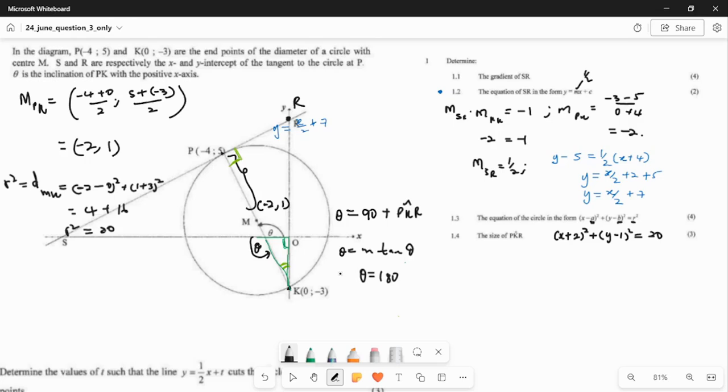Or rather arctan 2. We'll get 63.434, and then I'll say 180 minus 63.434, or 180 minus answer. Our theta is equal to 116.57 degrees, rounded off to 2 decimal places. Let me clean that up.